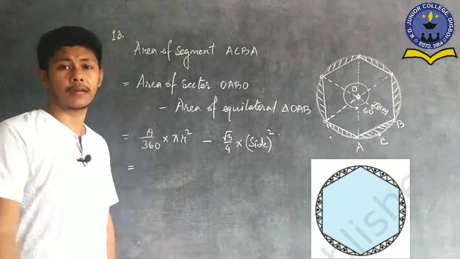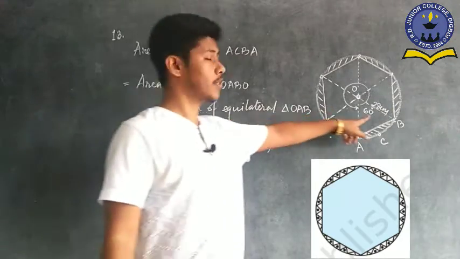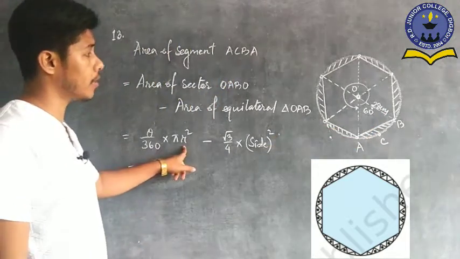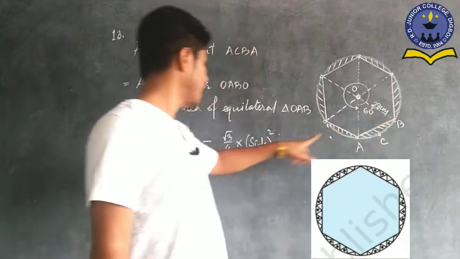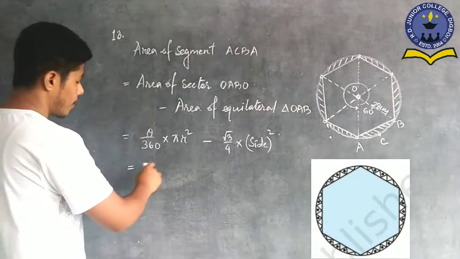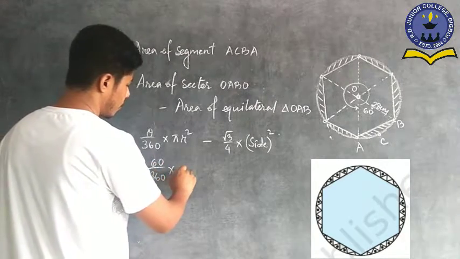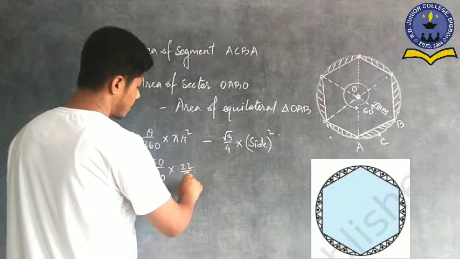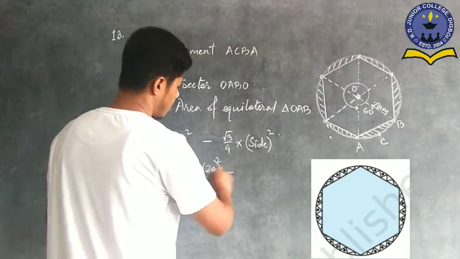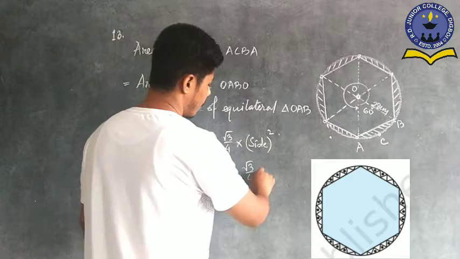Is it clear? So here theta means how much? Theta means 60 degree, isn't it? Radius is 28 centimeter. And here the side is also 28 centimeter. So that's why we have to write here 60 by 360 into pi, which is 22 by 7, into r square, where r is 28, so 28 square, minus root 3 by 4 into side square.